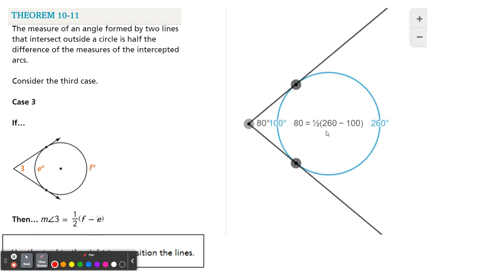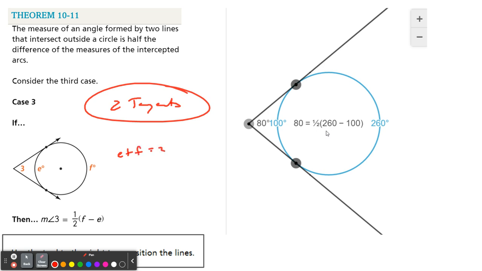And then last but not least, the third case. So now we have the two tangents case. So now if we have two tangent lines where they intersect outside the circle, again, that angle is equal to half the difference in the arcs. So again, these are my two tangents. So here, notice that E and F together make the circle. So E plus F is going to be 360.